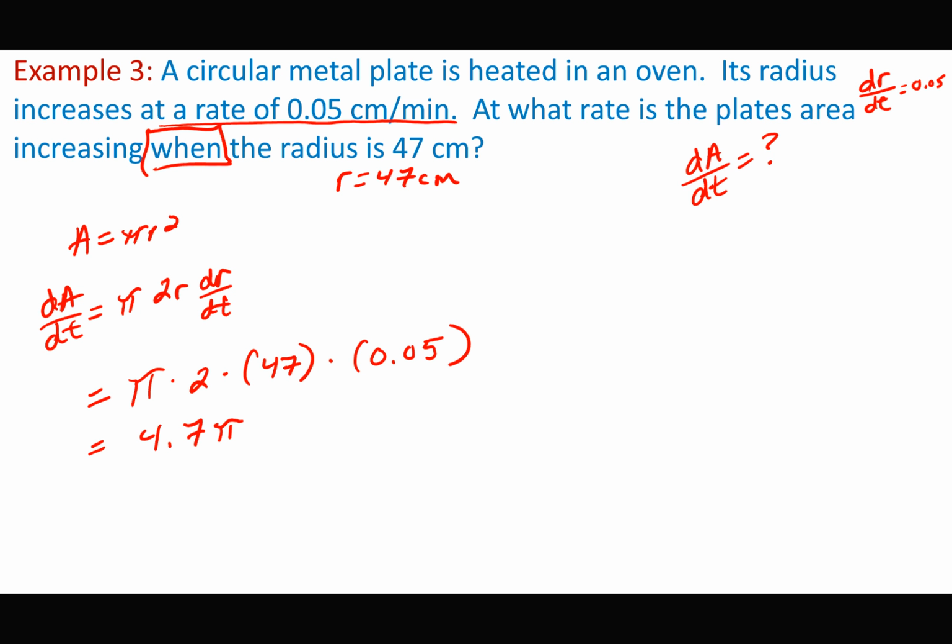What would be my units on this? Centimeters squared per minute is how much the area is changing at that exact instant when my radius is 47 centimeters. It's being heated, so it's continuing to get bigger and bigger, so the area is changing. At that exact instant, it is changing at a rate of 4.7 pi.